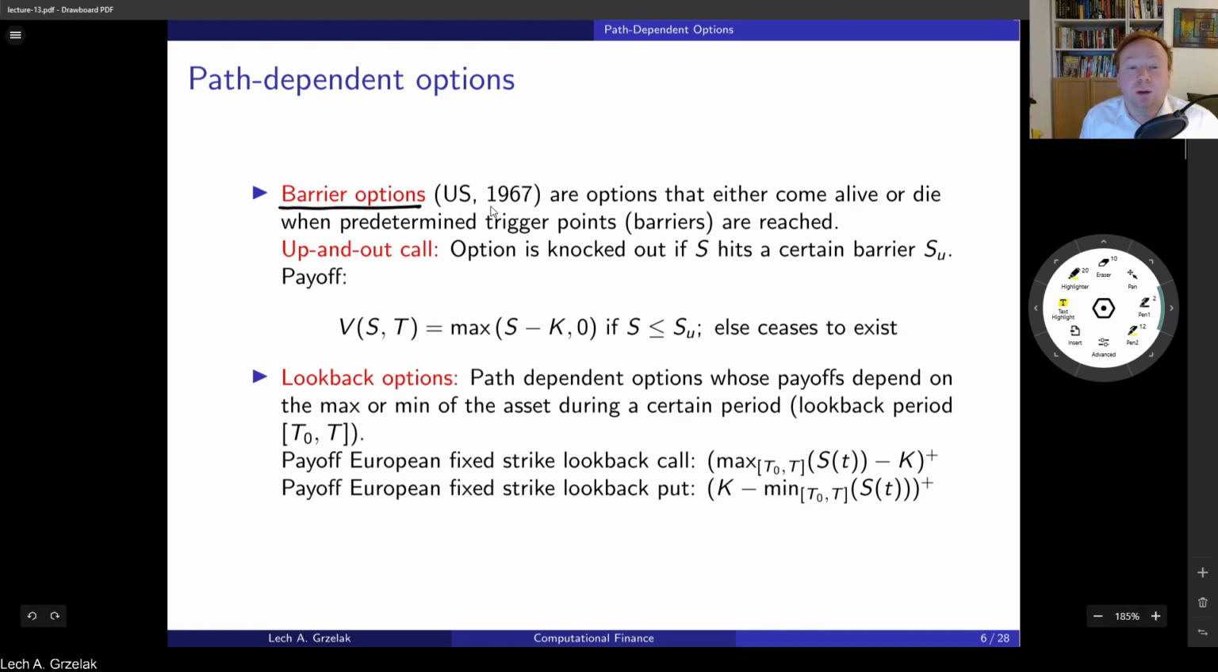There were already barrier options which existed in 1967, and the contract is essentially something like a European type of payoff. So this is what we see here. This is ST, so S at the maturity time T, but you only get this payout at the maturity if your stock over the whole lifetime did not reach a certain limit. So imagine you have a graph here, this is stock in time. We have a contract maturity time T. We have an initial stock here, this is S0. We have a barrier, which is SU.